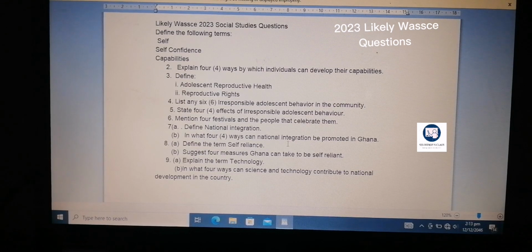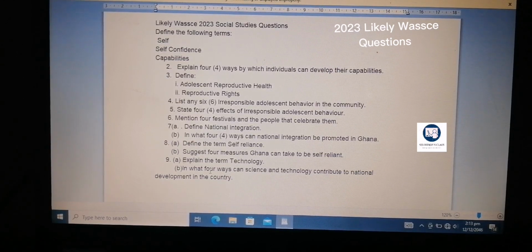Then last but not least, in what 4 ways can science and technology contribute to development in a country? It's basically talking about some importance of science and technology and how it can promote development. So here, 1, in terms of communication, technology has introduced mobile phones which help in communicating with people who are far away from us.